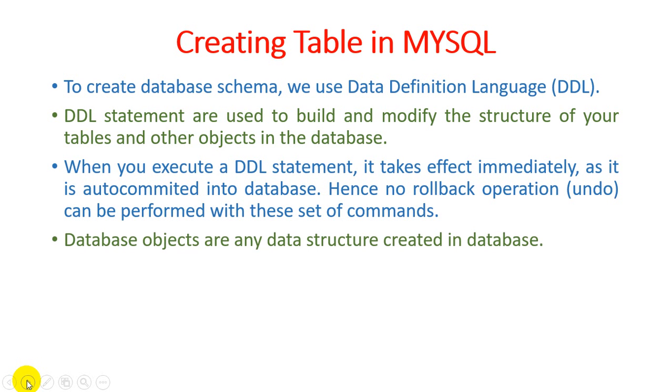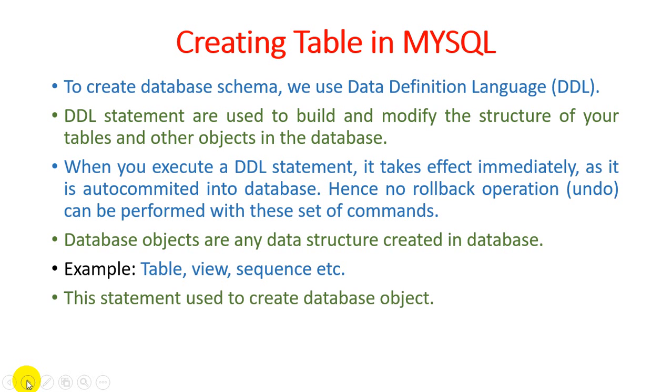Database objects are any data structures created in a database. Objects are nothing but parts of data structures. For example, a table, view, or sequence is part of the data structures, or we can say the database. This statement is used to create a database object, and for this we are going to create a table in MySQL. MySQL is nothing but a database.